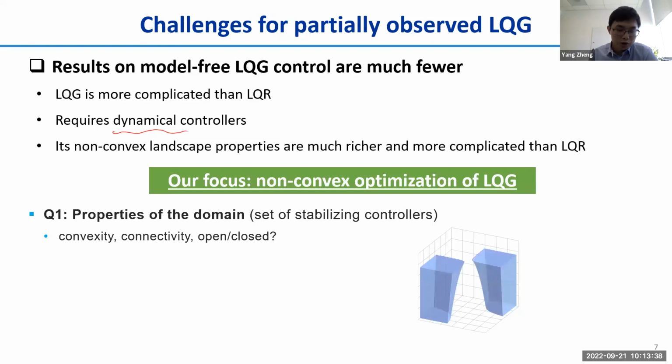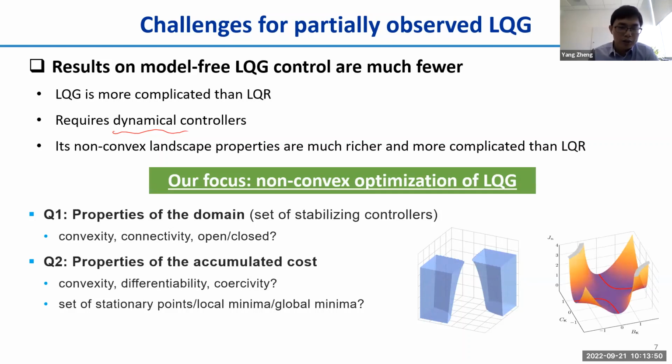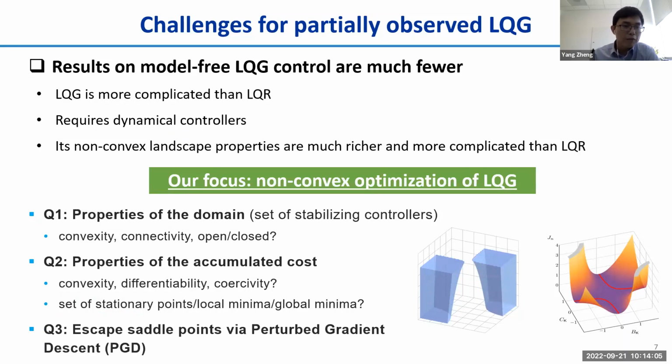In particular, I'm going to introduce some results about the properties of the domain. So how does this set of stabilizing controllers look like? How does the feasible region look like? And then I'm going to talk about some properties of the cost function. So we know the cost function is non-convex, but we do not know other properties, such as the structure of the stationary points. How do the stationary points look like? And if I have time, I may also talk about how to escape saddle points for this particular non-convex optimization using perturbed gradient descent. So I'll mainly focus on the first two questions, but I may also talk about the third question if I have time.